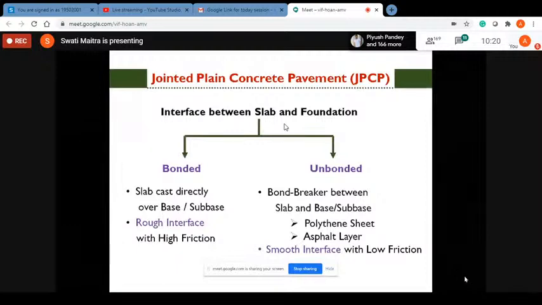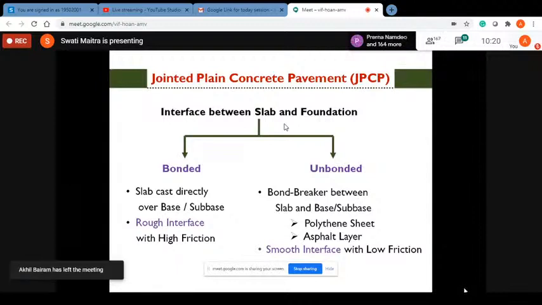And in case of smooth interface, what happens? There is very little friction. So the slab can move over the base easily. And this is actually done to take care of the seasonal temperature variation. These things also we will discuss subsequently. So two types of interfaces are there: bonded interface and unbonded interface. And advantages of these are also there in both cases.